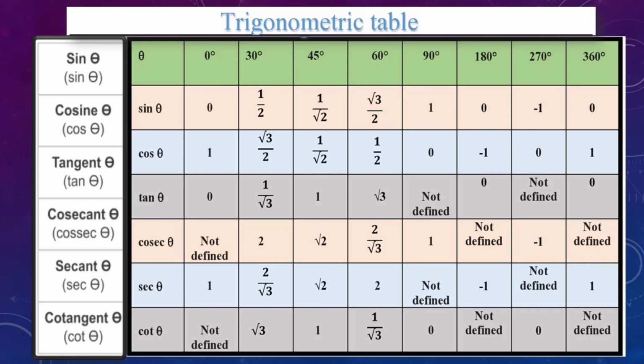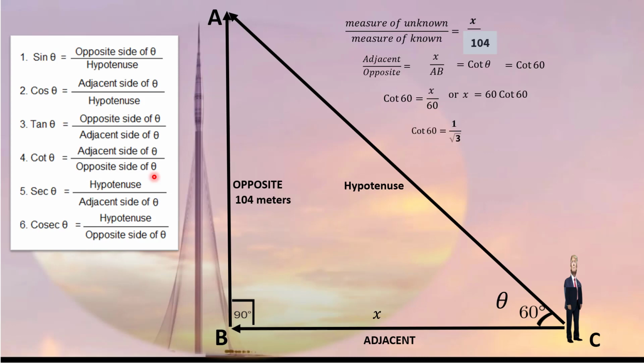And what is the value of cot 60? Cot 60 degrees equals 1 over root 3. Hence, x over 104 equals 1 over root 3. We simplify this equation this way. Root 3 x equals 104 or x equals 104 over root 3.